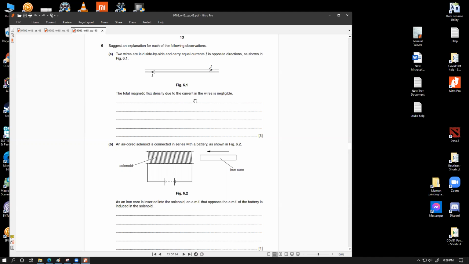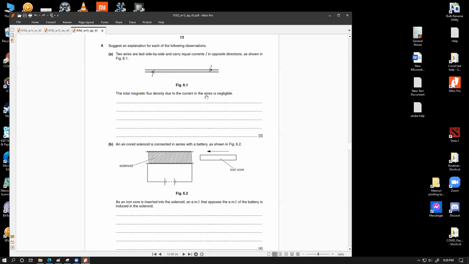Acha, sorry, my bad. I was going in the wrong direction. Let me tell you why I was wrong. I was thinking in my head that this question was asking why these two wires are not seen to vibrate, or why the force is negligible. But the question is not about the force. The question is about why the flux density due to the current in the wires is negligible.